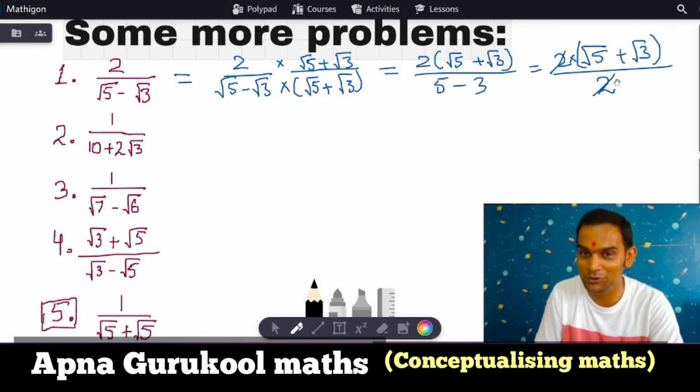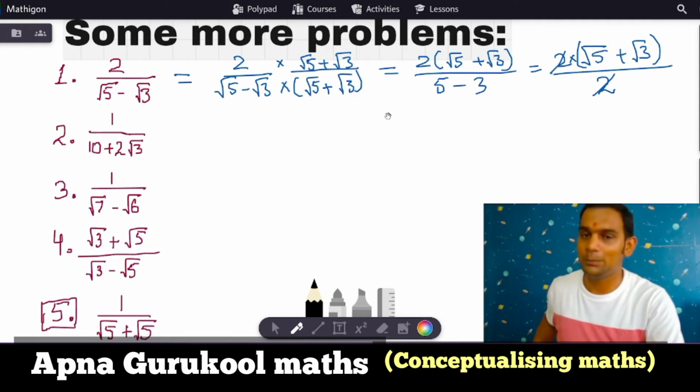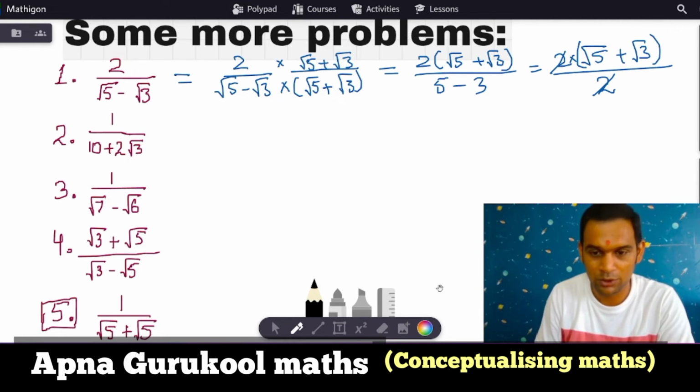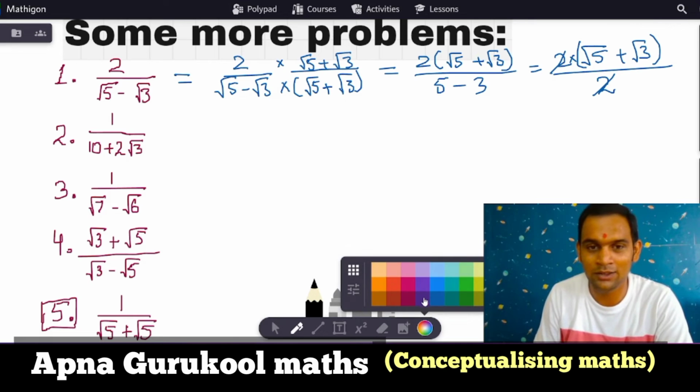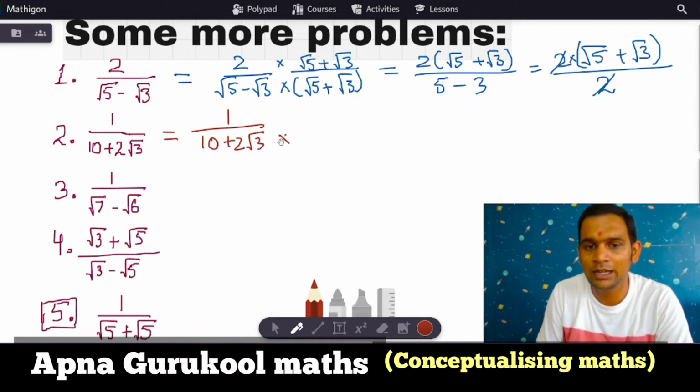Now in both examples we discussed, the denominator was coming to be 1, but it's not compulsory that every time you will get a 1. Okay, we'll understand that in the very next example. So this example, 1 by 10 plus 2 root 3. Now what do we need to multiply in the denominator? 10 minus 2 root 3, and once again the same thing in the numerator as well, 10 minus 2 root 3.